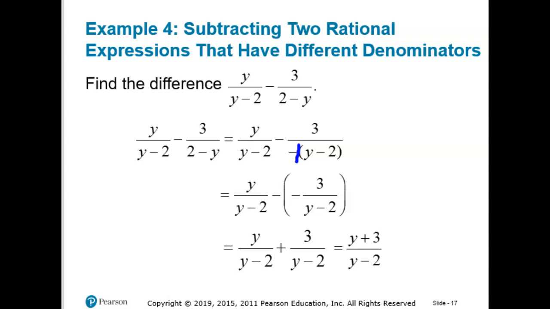So when we rewrite it with parentheses, we have y over y minus 2 minus, meaning subtraction, and then this original -3 over y minus 2. Remember, when we subtract a negative, it becomes an addition problem. So we end up with y plus 3 over y minus 2. Do not add or subtract denominators, only numerators.